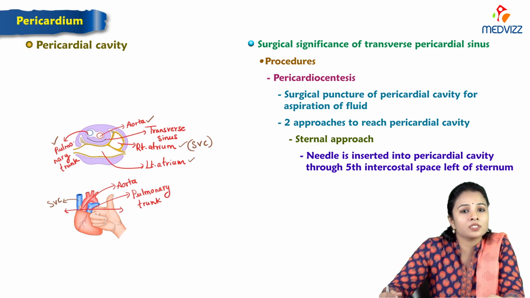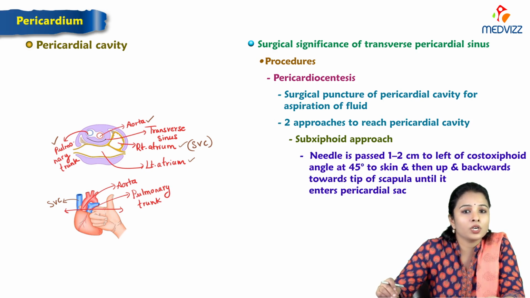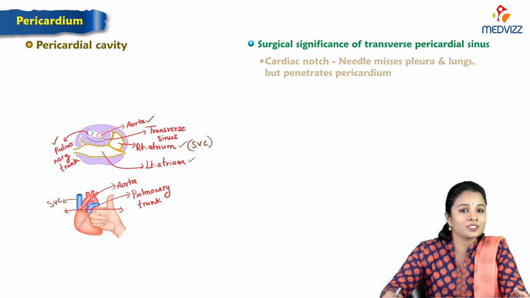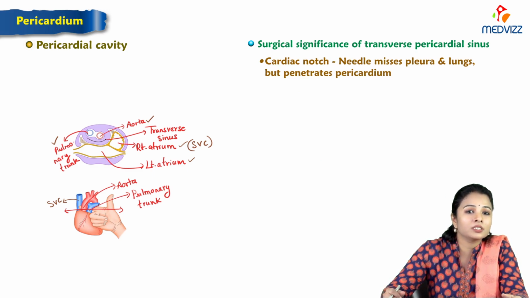The second way of inserting the needle is the sub-xiphoid approach. The needle is passed 1 to 2 centimeters to the left of the costo-xiphoid angle, at 45 degrees to the skin, and then upwards and backwards towards the tip of the scapula until it enters the pericardial sac. That is called the sub-xiphoid approach. Because of the cardiac notch which we have seen in the left lung, the needle misses the pleura and lungs, but it penetrates the pericardium in the sternal approach.